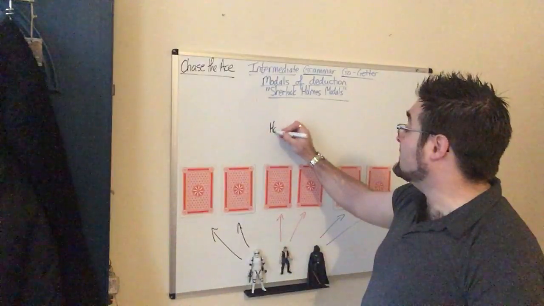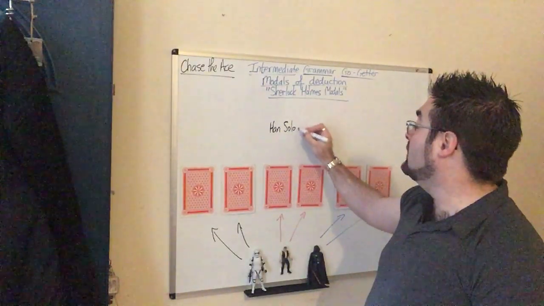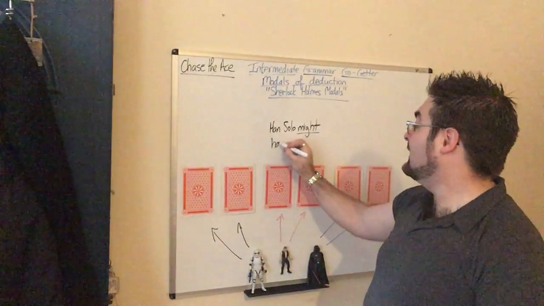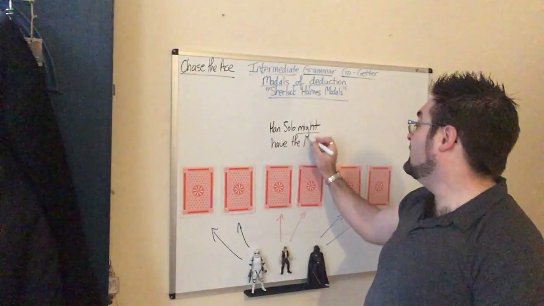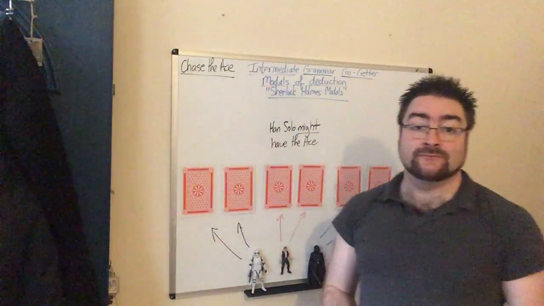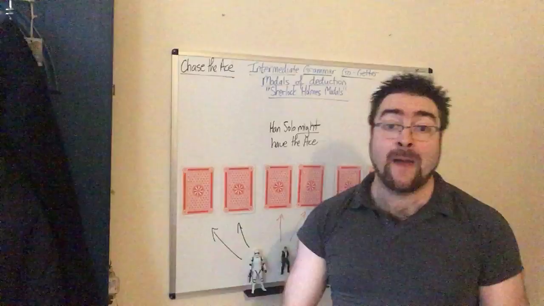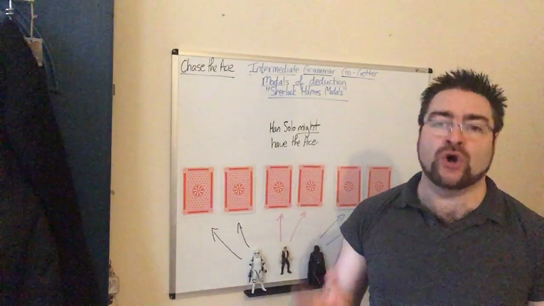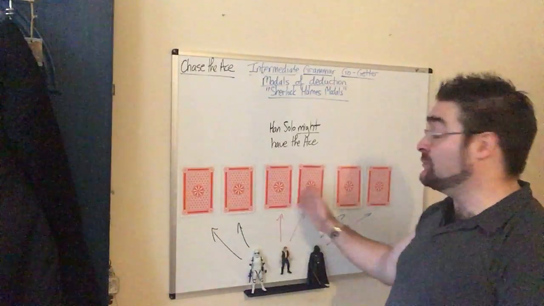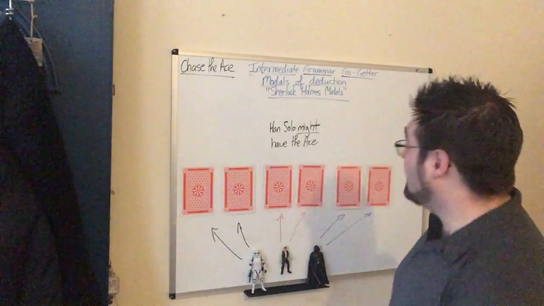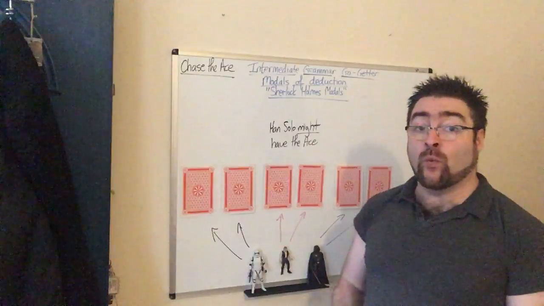So we can say that Han Solo might have the ace. Okay, Darth Vader might have the ace. The Stormtrooper might have the ace. We don't know who has it. Each is a possibility. Okay, so I'm going to get each person to turn over 1 card.